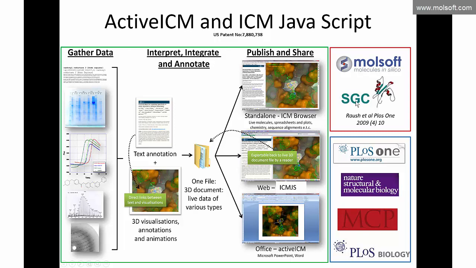It was developed with the Structural Genomics Consortium, Brian Marsden's group there, and with Molsoft, Eugene Raush, Ruben Abagyan, and Max Totrov. And you can read the paper here on PLOS ONE. Other journals published research using the technology to build fully interactive 3D papers, basically, so the reader could read and then also investigate the structure inside the journal website.